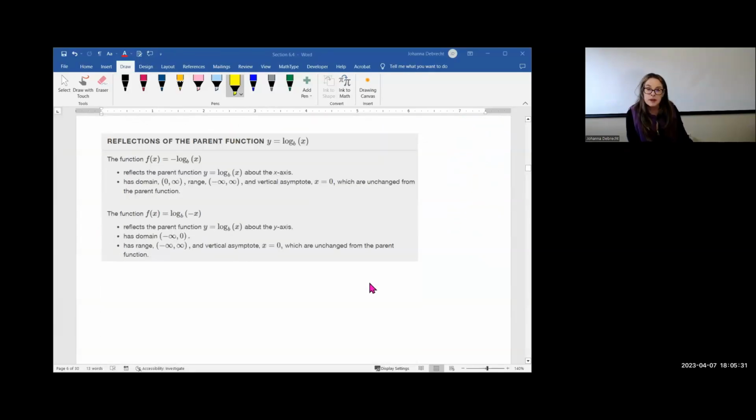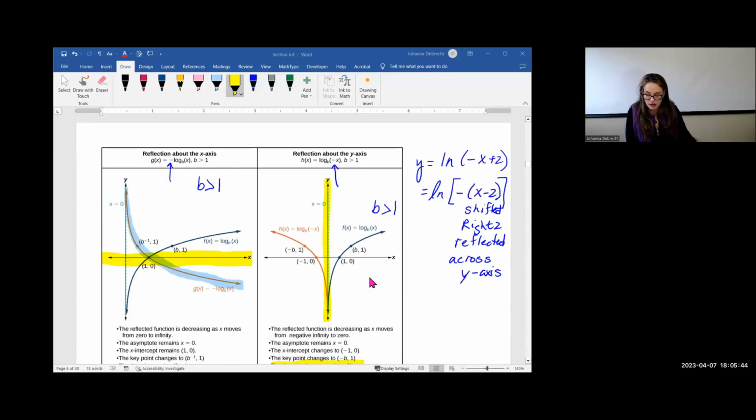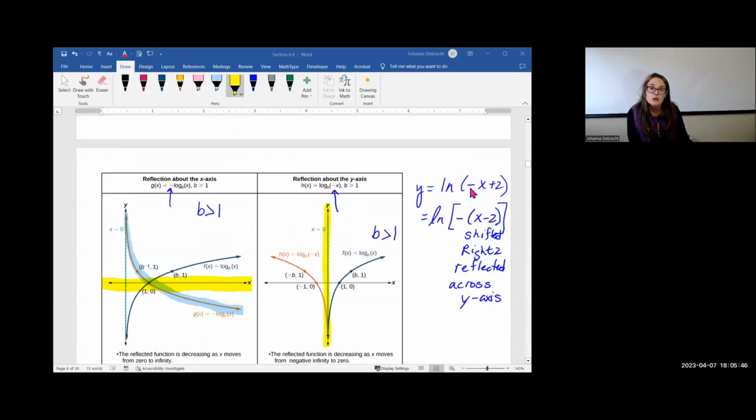So here are some of the guidelines for reflections. Now, students struggle the most with the reflections across the y-axis, the horizontal one. And of course, because they're more difficult. As we saw in the previous material, in order to know which way it's really been shifted, you have to factor the negative off of the answer part. And then you can see that it's actually been shifted to the right and then reflected.